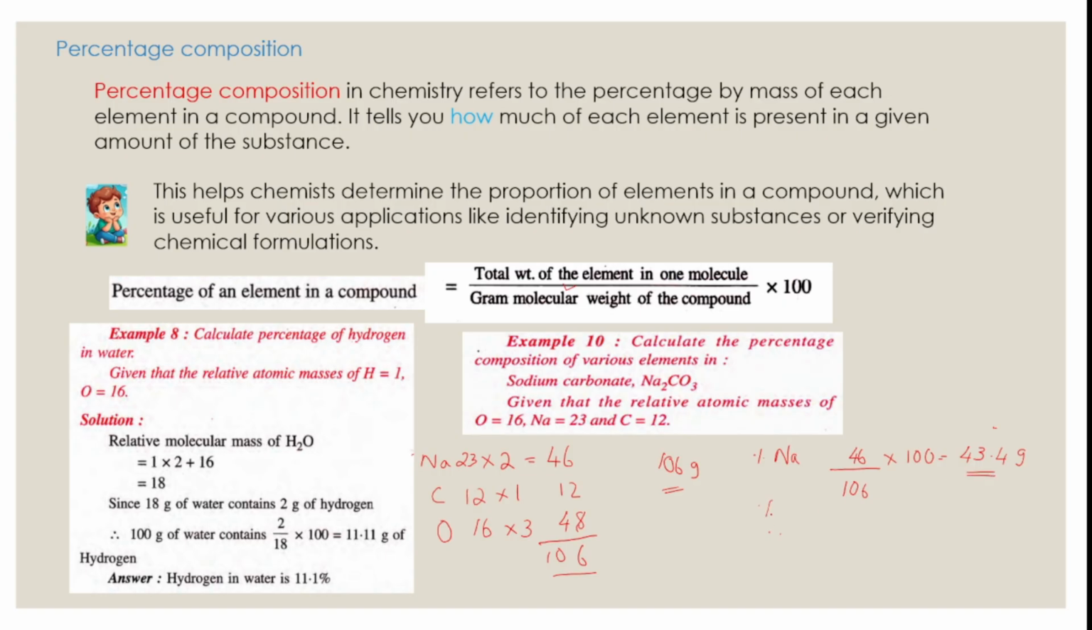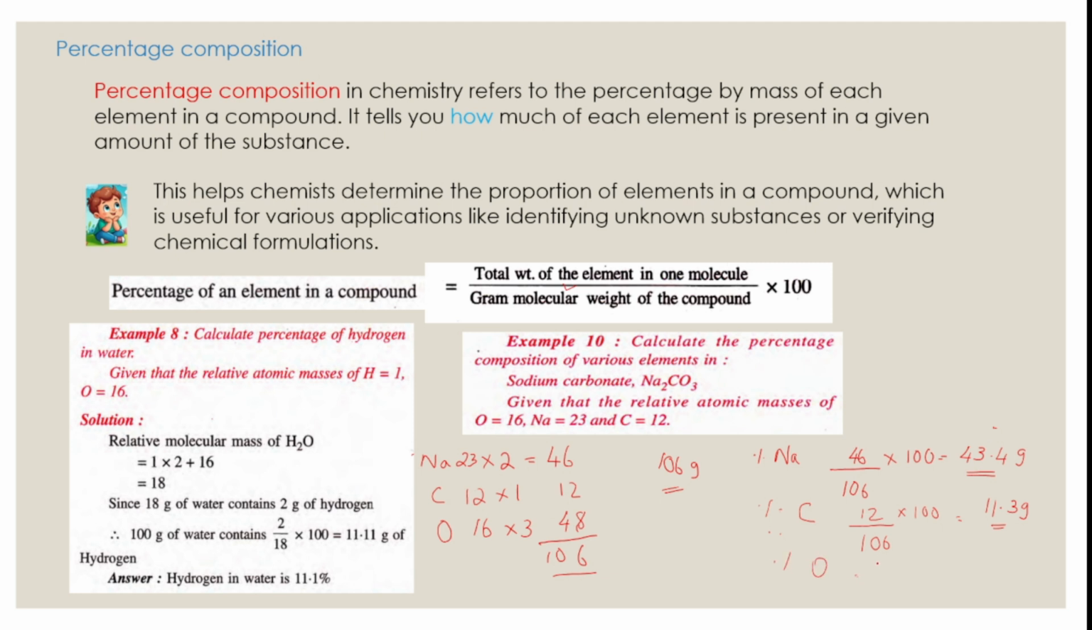Next we want to find out what is the percentage composition of carbon. We know that only one carbon atom is there and atomic mass of carbon is 12. If we divide 12 by 106 and multiply it by 100, approximately we will get the answer as 11.3 gram. And lastly, percentage composition of oxygen.